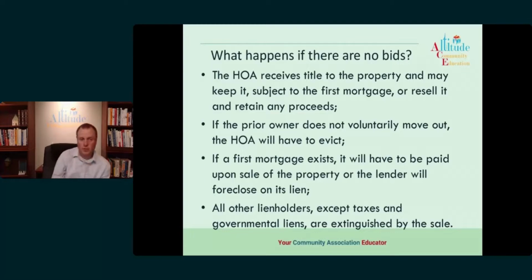So what happens if there's no bids? So the association put up its paper bid, no one else bids on the property. In those cases, the HOA is going to receive title of the property and may keep it subject to the first mortgage or resell it and retain any proceeds.